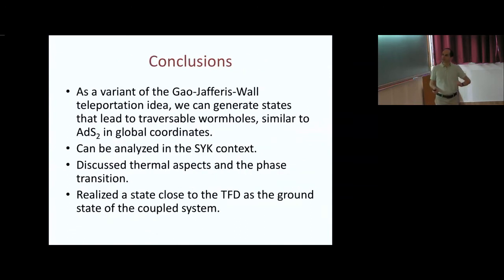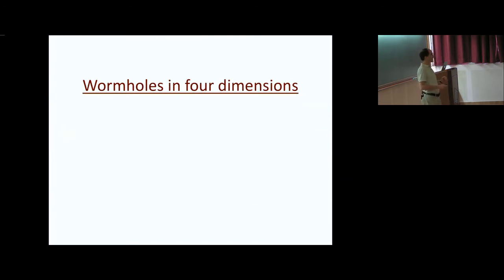So the conclusion is that as a variant of the Gao-Jafferis-Wall teleportation idea or traversable wormhole, we can get this more eternally traversable wormhole. In their paper, they had something which was traversable only for an instant. Here it's traversable for all times. And we get the picture for global AdS2. You can analyze it in the SYK or in AdS2 gravity. We discuss some thermal aspects. And we also realize a state that is close to the thermofield double as the ground state of this coupled system. So just a practical way to get the state. OK, so that ends the first part of the talk.